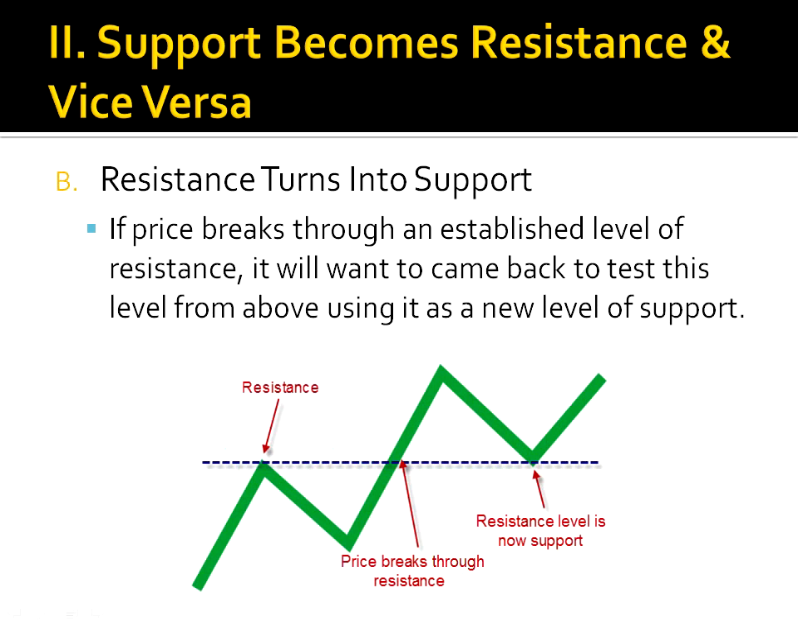Resistance turns into support. If it works one way, it'll work the other way as well. If price breaks through an established level of resistance, it will want to come back and test this level from above, using it as a new level of support. So the first peak you see uses the blue line as resistance, price gets rejected, and then eventually price does break through the resistance level, but then comes back down and tests that level as support and reacts off of that level, and price gets rejected.